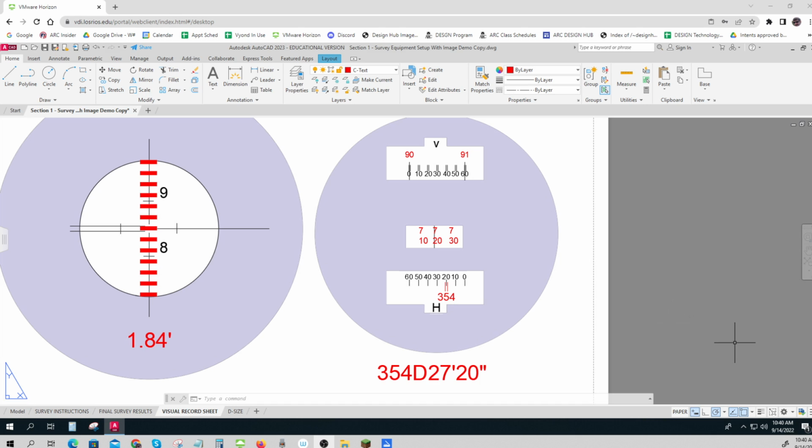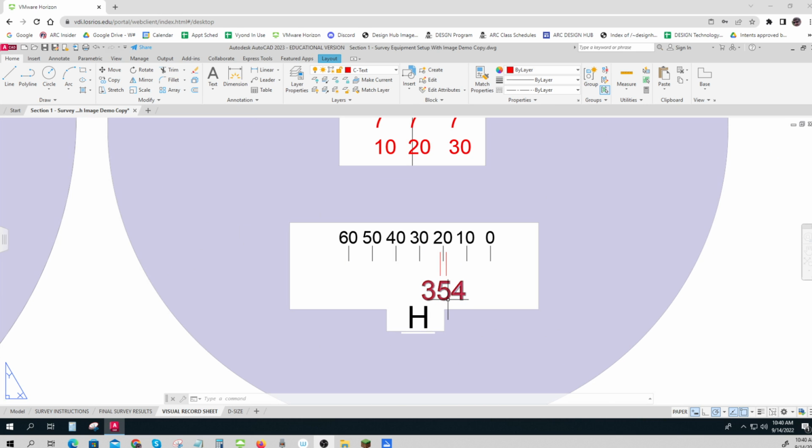Where did that come from? On the theodolite, it looks pretty much like this. The 354 brackets the 20, so you should draw 354 bracketing the 20. And it's just text and lines. Make it look somewhat appropriately correct. Okay, so that's the 354.